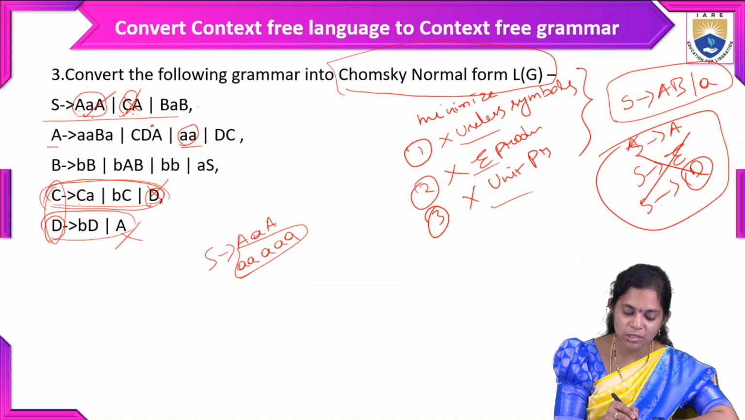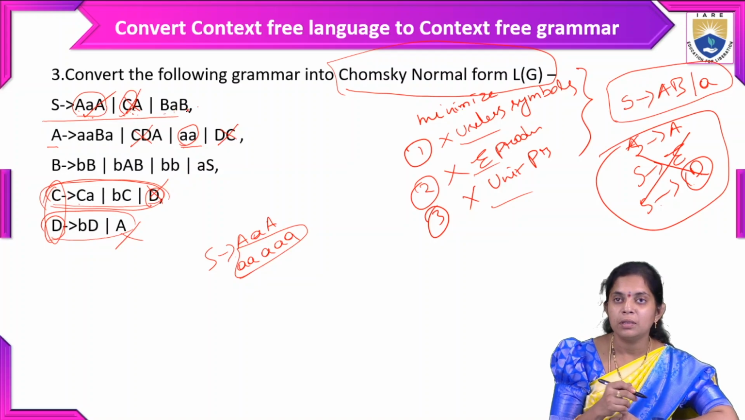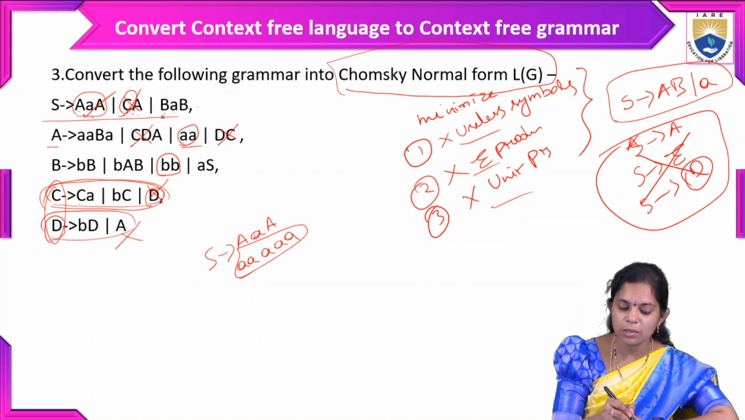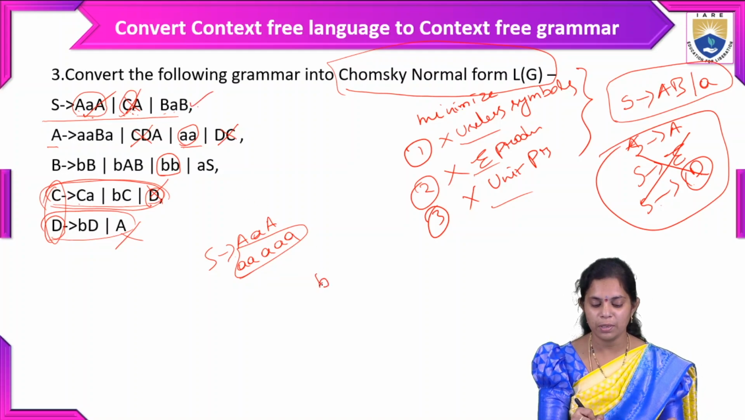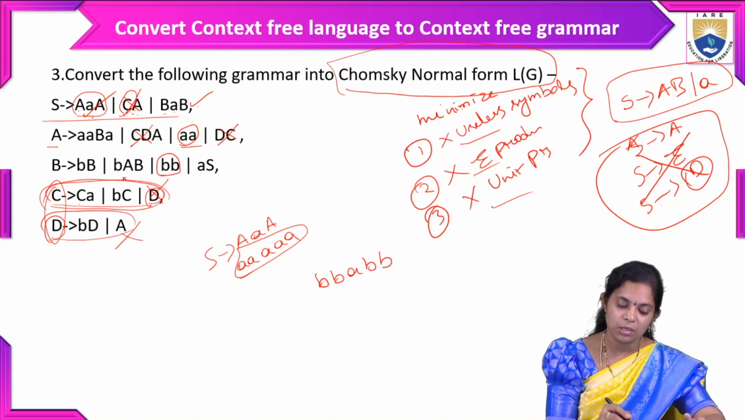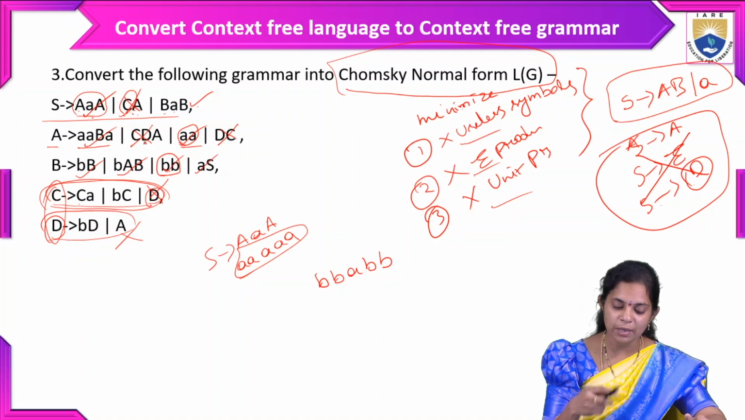In this equation and this one, only three things remain. Let me check for BAB. B tends to the terminal, so this equation is also accepted. Why? Because BBABB is the string we can derive from this equation, and here B is already a terminal. So this equation is there, and this terminal is also there, and this one, this one, this one. These are all the grammar after minimization.